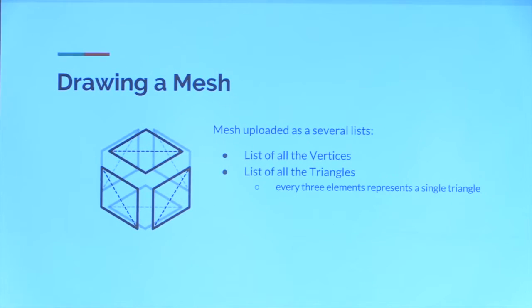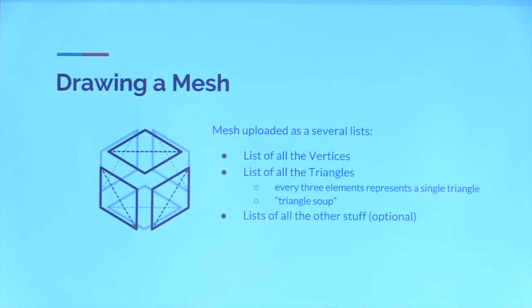So if you've got triangle 0, 1, 2, those are indices 0, 1, 2 of that first list. And every 3 elements of your triangle list represents one triangle. Sometimes it's called triangle soup because they don't have to coherently be in any order. So yep, if you ever hear the term triangle soup, it's not just mumbo jumbo.